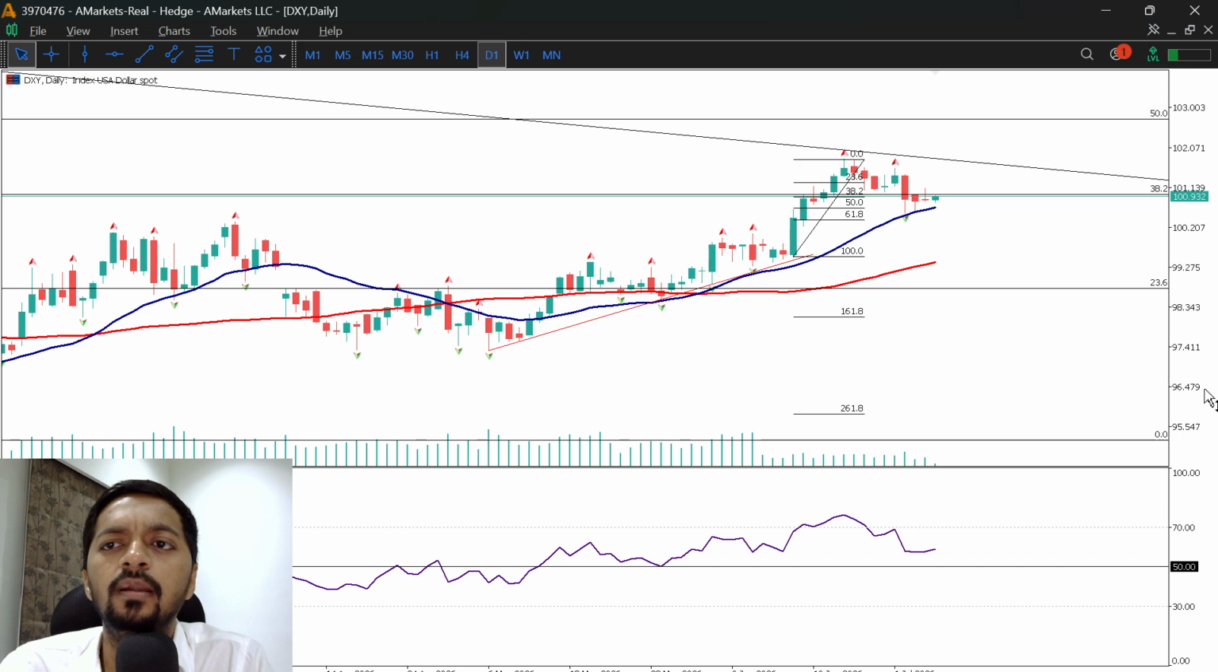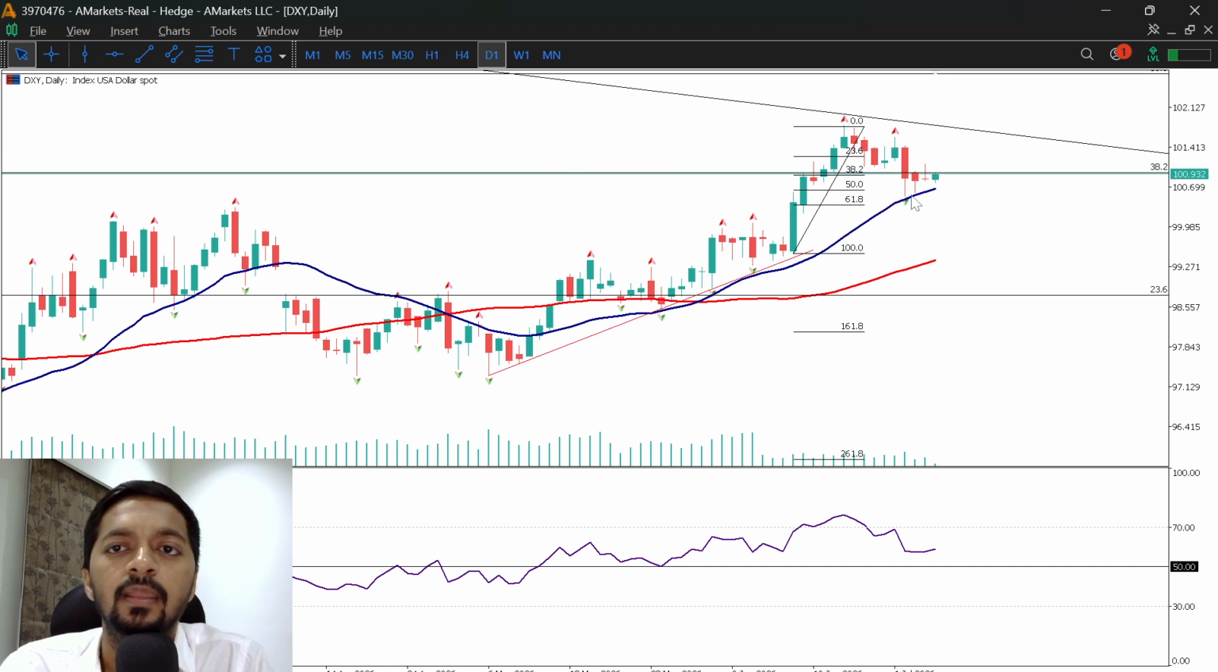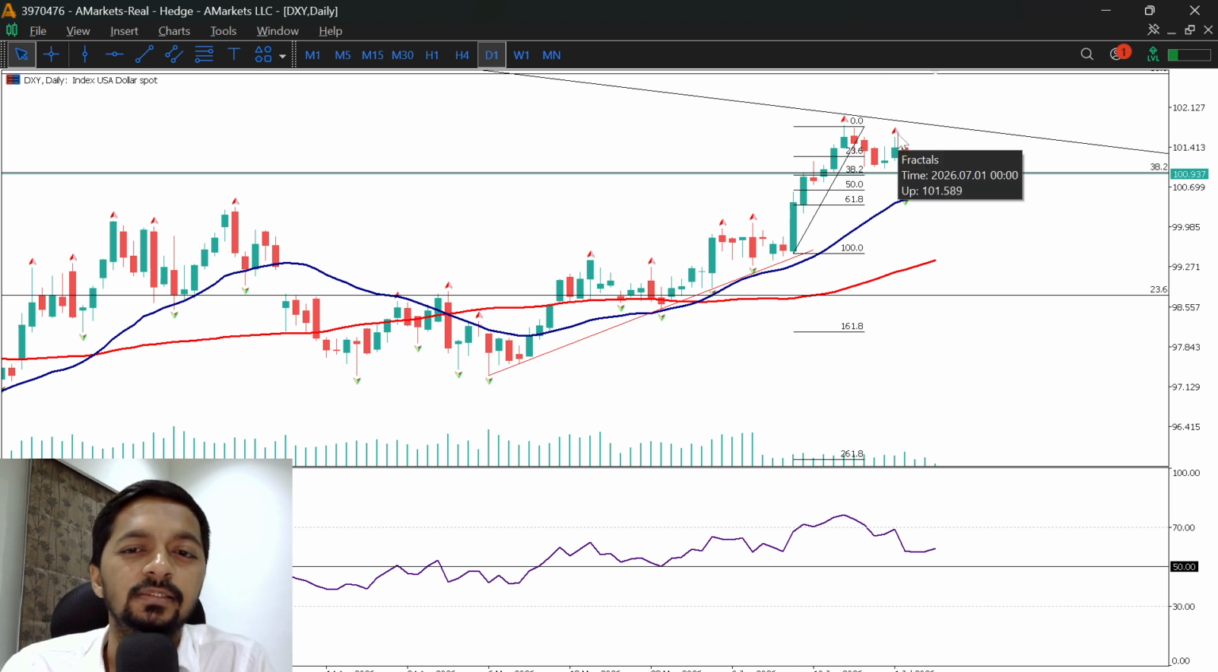If you see, the dollar index is trading near the 101 level. If you look at the price, it is taking support at the 21 period average, also taking support at the 50 to 61.8 Fibonacci level. If prices revert from this point and break above 101.500, then we can expect further upward continuation up to 101.800, 102 and 102.500 in the upcoming session.